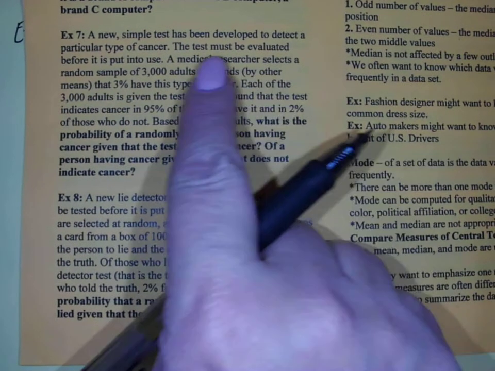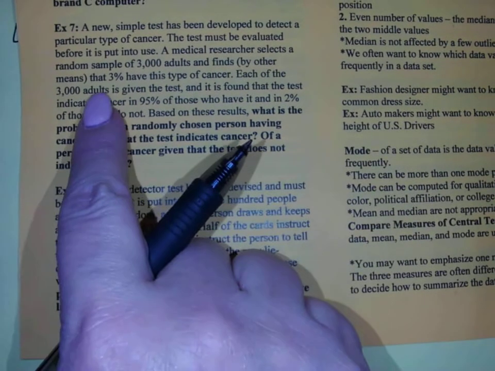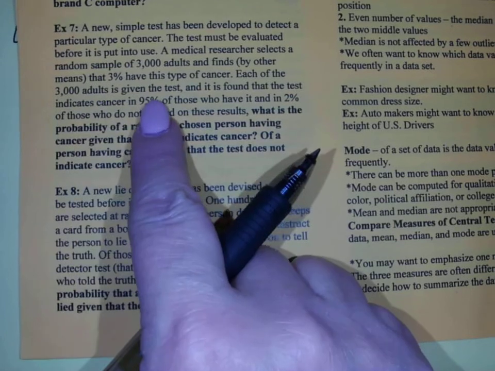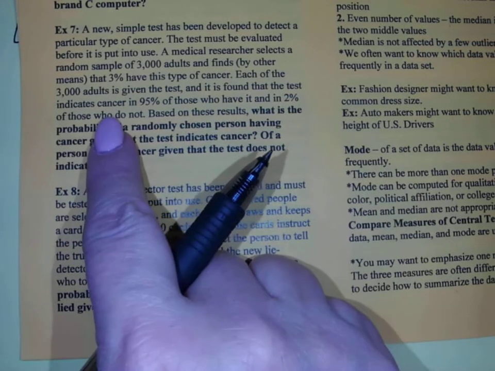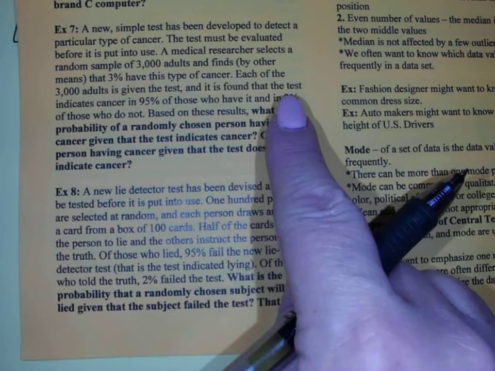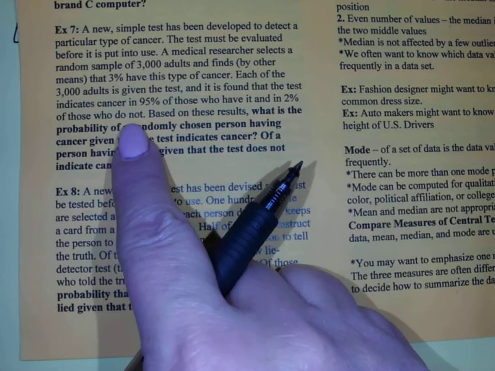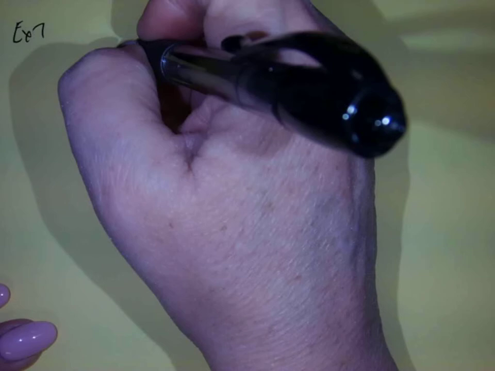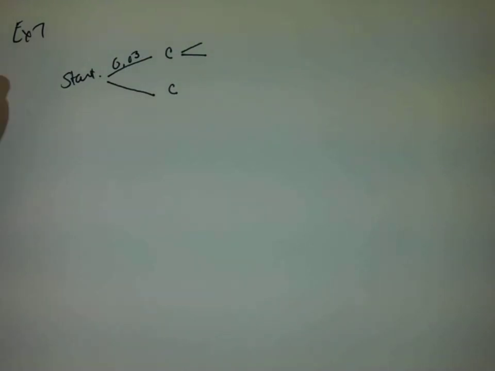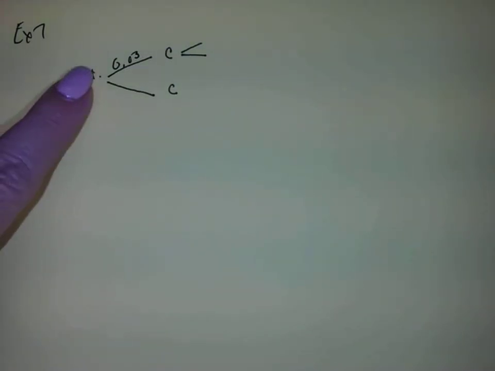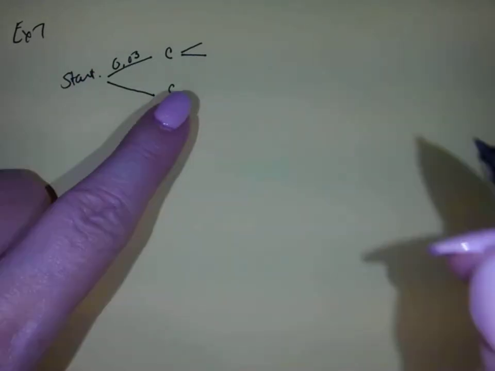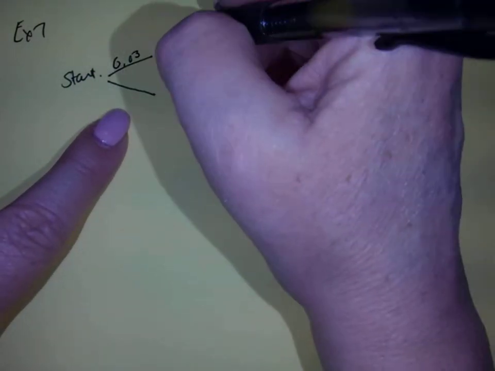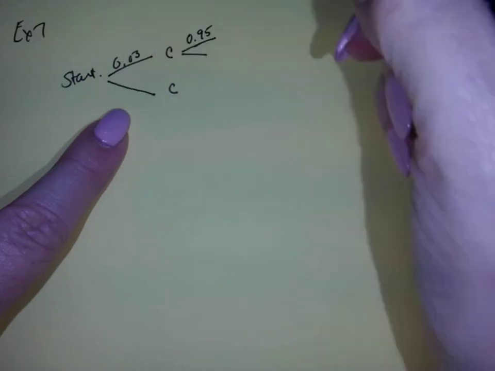So, a medical researcher selects a random sample of 3,000 adults and finds, by other means, 3% have this type of cancer, and each of the 3,000 adults is given the test. It is found that the test indicates cancer in 95% who have it and 2% who do not. All right, so up here we'll have 0.03, so 3% have this type of cancer. And then up here we will have that when they're given the test, it's 95%, so 0.95.